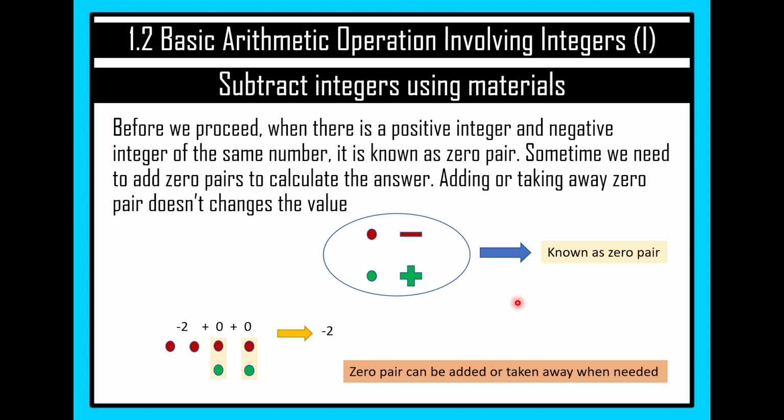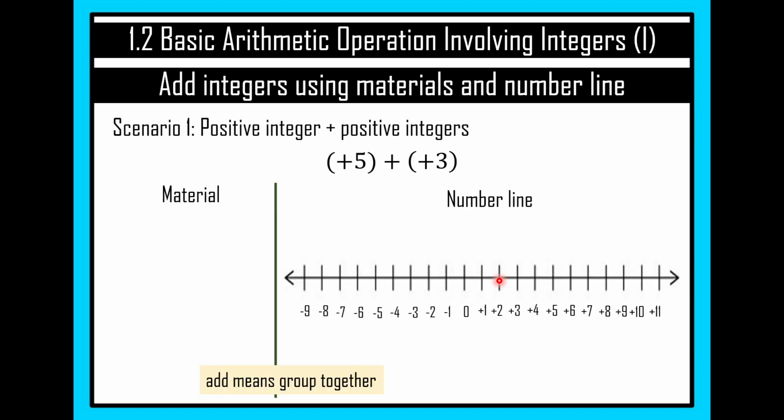Now let's look at what we are going to do. Alright, we are going to learn how to add integers using materials and number line. So there are 4 cases for adding integers. So the first one is a positive integer plus a positive integer. Okay, for example, positive 5 plus positive 3.